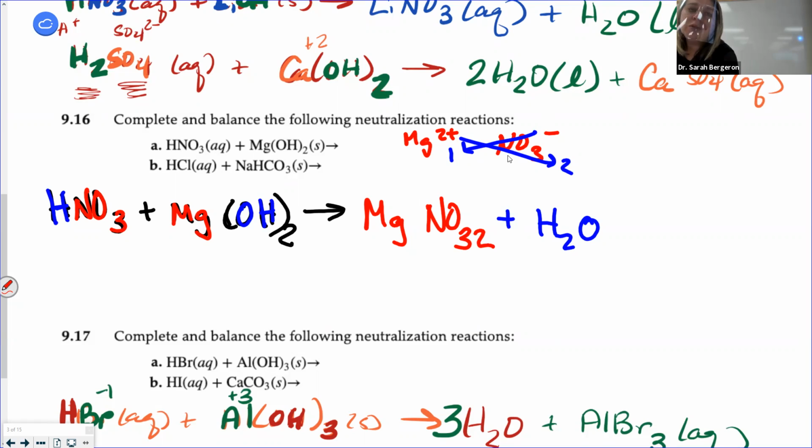Can I just put a 2? Do I have NO32? No, I need 2 NO3 molecules. So I'm going to put NO3 in parentheses and put a 2 on the outside. So now the formula is correct. Now I have one other step to do. Is my equation balanced? Yes or no?